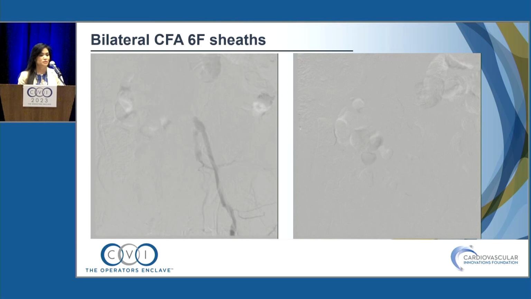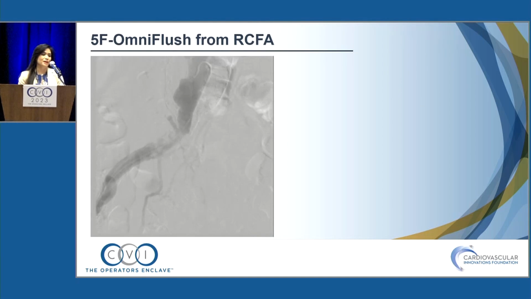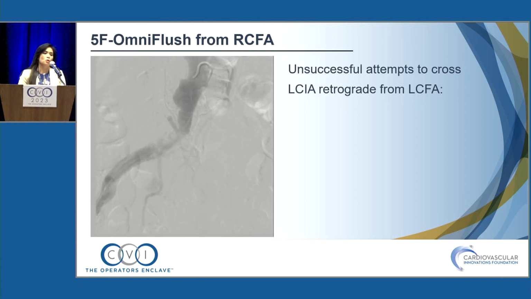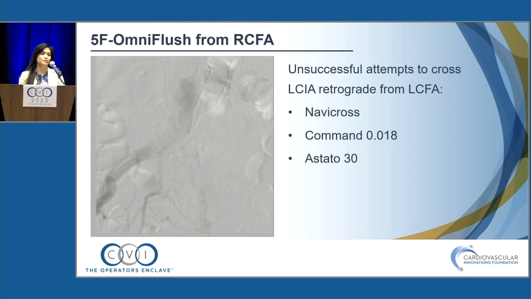So we started with 6 French sheaths in the bilateral common femoral artery. We advanced a 5 French Omniflush from the right common femoral artery to obtain a distal aortogram, which confirmed the severely diseased right common iliac artery and occluded left common iliac artery. We had unsuccessful attempts to cross retrograde from the left common femoral artery through the left common iliac artery using a Navicross, Command 018, and Astato 30.